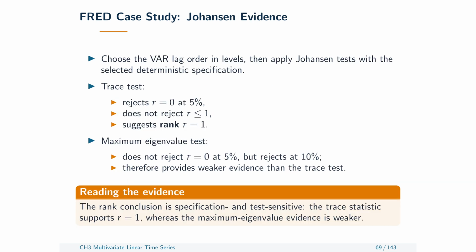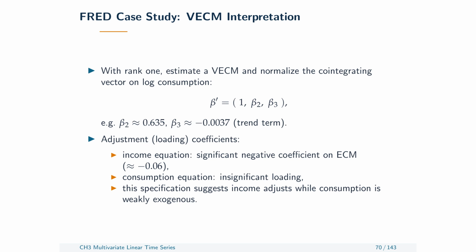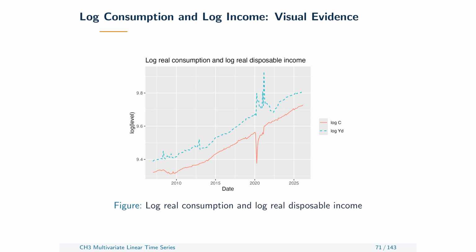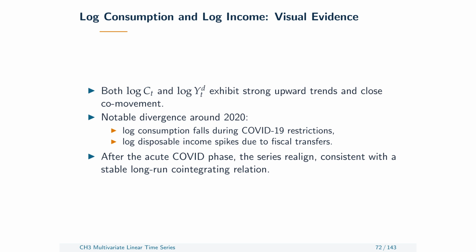Stronger support comes from the Phillips-Ouliaris test and Johansen's rank tests, which together point to one cointegrating relation. Under a rank 1 vector error correction model, the reported normalization suggests a long-run consumption-income relation with a trend term. The income equation has a significant negative adjustment loading, while the consumption loading is insignificant. In that specification, income appears to adjust, and consumption is weakly exogenous for the long-run parameters.